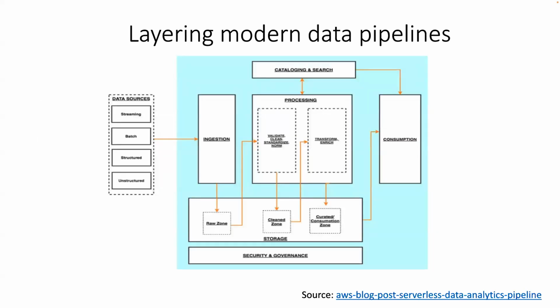So now we're going to talk about layering in modern data pipelines. You have the data sources and the ingestion layer, processing and storage, and consumption. It's important to have these separations when you build these ETL services. Even on the AWS side, they try to separate storage from processing and consumption.